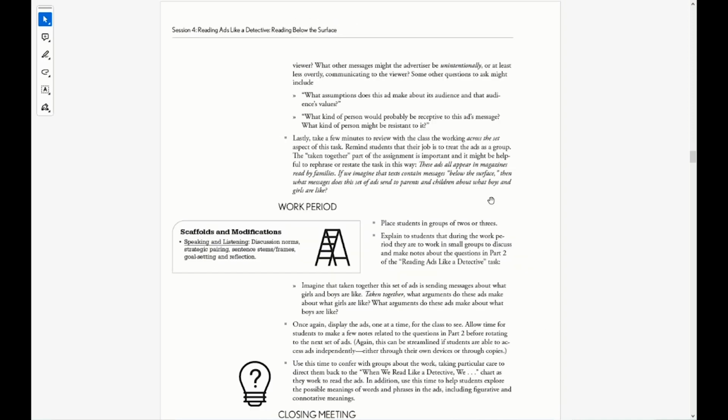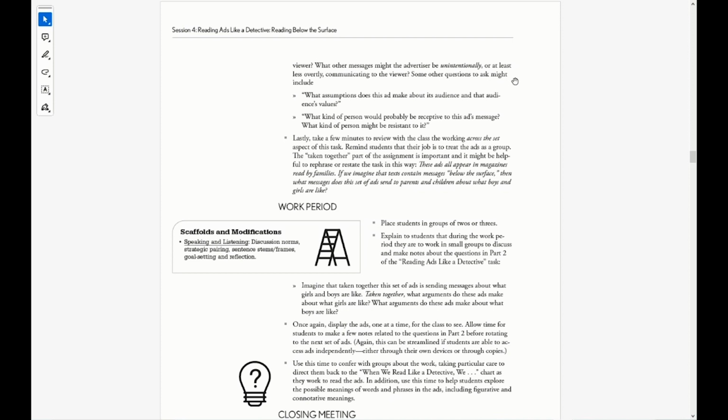And in this section, I have to say that I really like the kinds of questions that we're asking here, that are very critical questions. We want our students to be able to think about these things at this age and as they get older. These questions here are, what assumptions does this ad make about its audience and that audience's values?